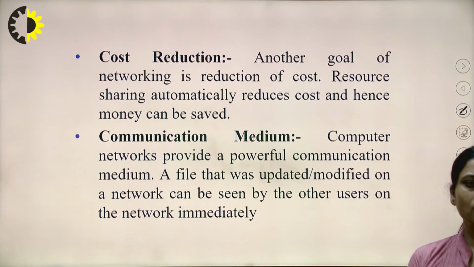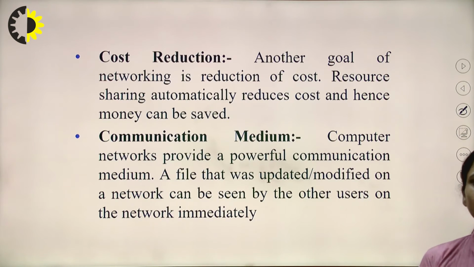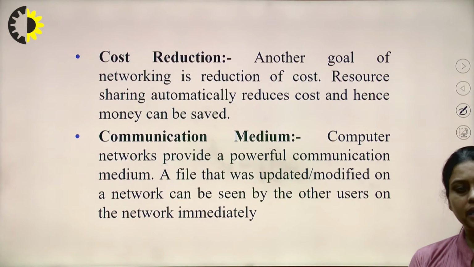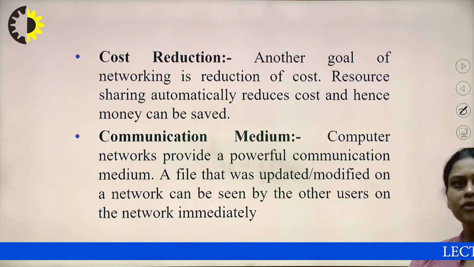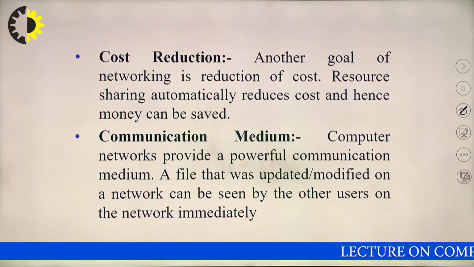This is also a major benefit of using a computer network, because all the data is distributed among the sites. So if we have to change or modify the data at one site, then the data will be automatically modified or updated at all the sites. So these are the major goals of computer network.